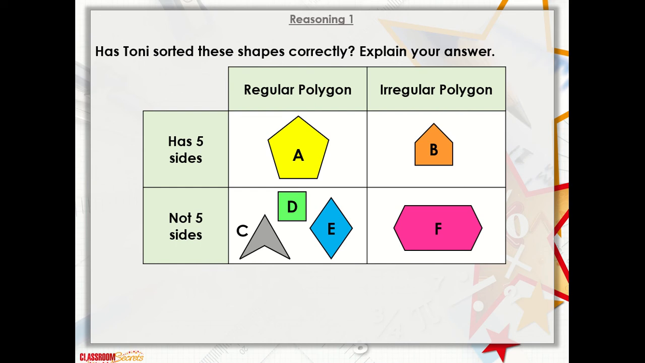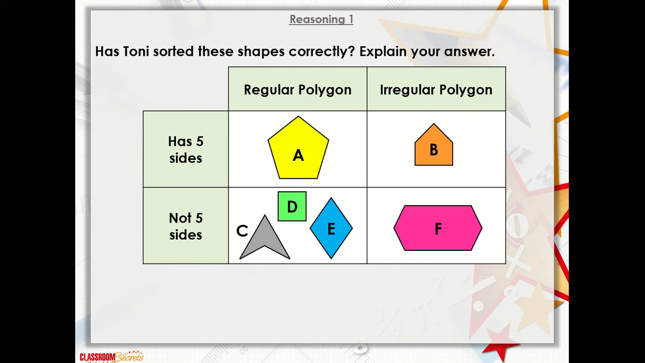What is a polygon? Well, it's a two-dimensional shape, it's a flat shape, and it's got three or more sides. What is a regular polygon and what is an irregular polygon? Well, a regular polygon is where all the sides are of equal length, they're all the same, and all the angles inside are equal size, they're all the same. So an irregular polygon is where we've got sides which are not the same. Some are longer than others. We've got angles which are not the same. Some are wider, some are narrower than others.